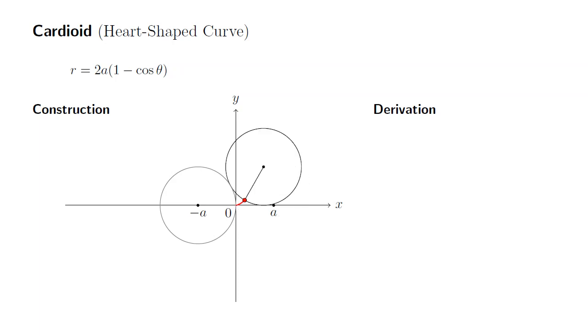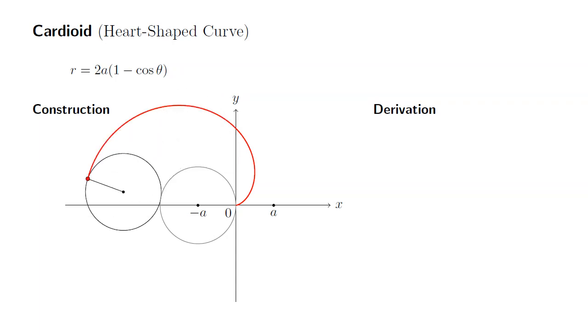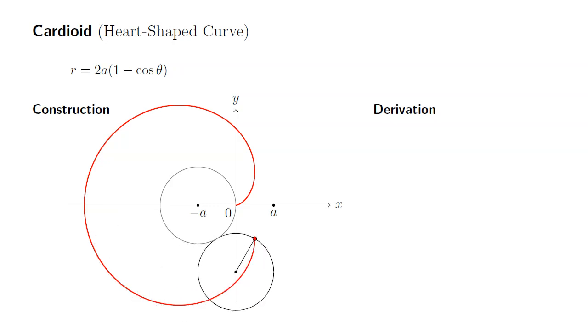Right, so we're going to keep rolling without slippage, and it's going to go all the way around once. Right, so let's try to go all the way around. As you can see, once it goes all the way around, it's going to create this beautiful closed curve, and this is called a cardioid, and it does look like a heart.